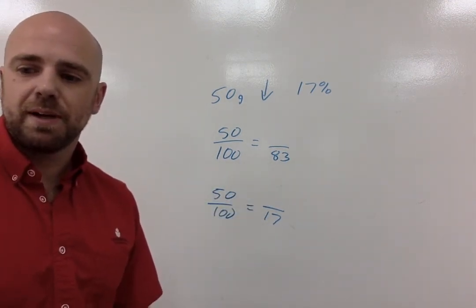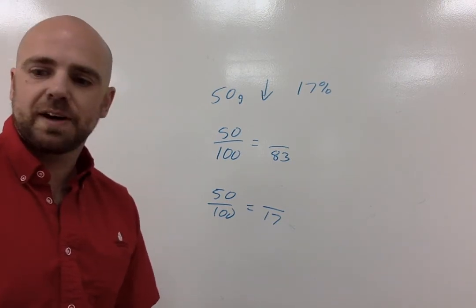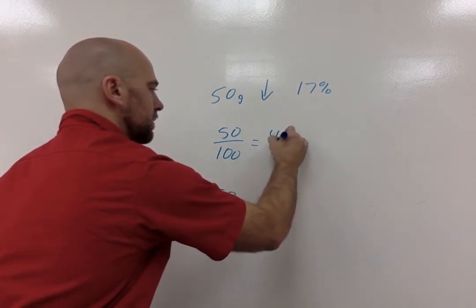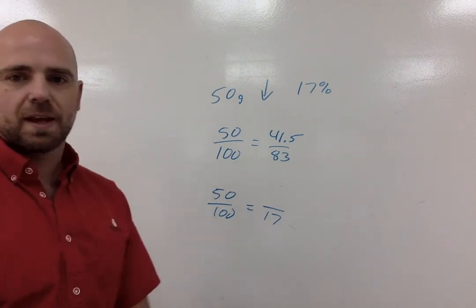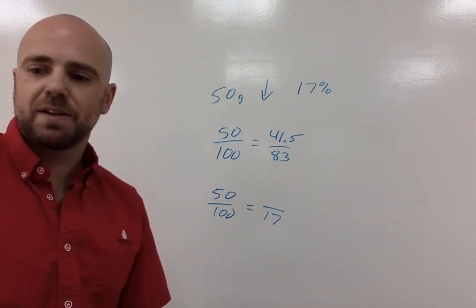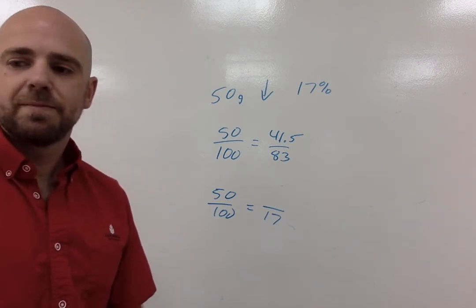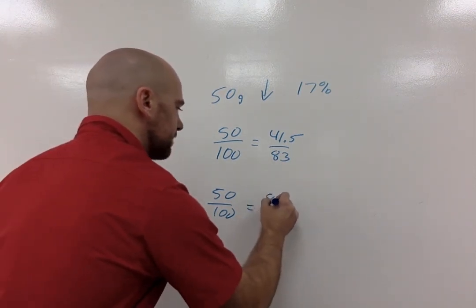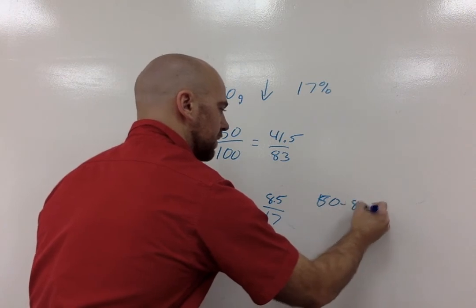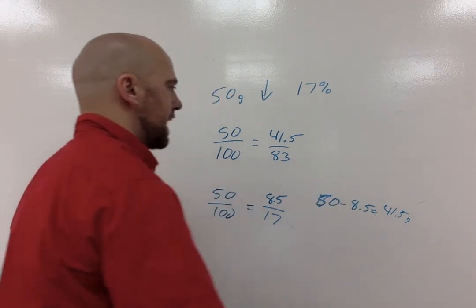So I go 83 times 50, which gives me 4,150, divided by 100 gives me 41.5. Okay, so that becomes my new mass. Or I can say 17 times 50 gives me 850, divided by 100 gives me 8.5. Now I have to say 50 minus 8.5 equals 41.5, which becomes my new mass.